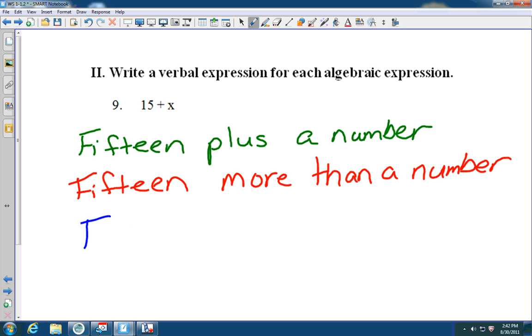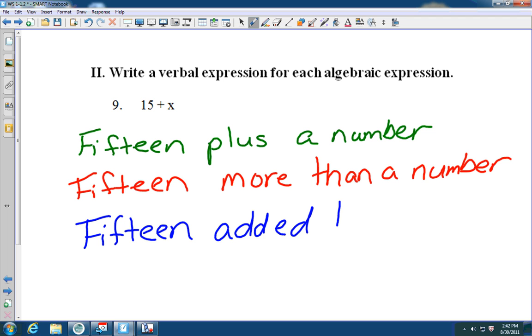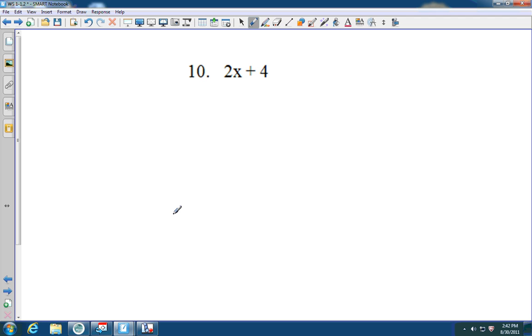You could have 15 added to a number. See how many more you could come up with. Here's the next one. What expression could you come up with?